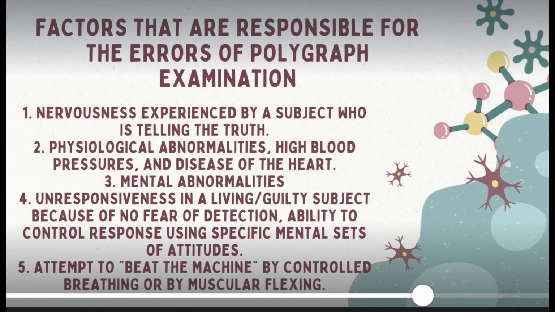The following are the factors that are responsible for the errors of polygraph examination. So first is the nervousness experienced by a subject who is telling the truth. So may mga tao talagang normal na nerbyoso, nagkakaroon ito ng error, or ito ay isang factor na nagkakaroon ng error sa polygraph examination. So next is the physiological abnormalities like high blood pressure and disease of the heart. So if yung isa ay high blood or may sakit sa puso, magkakaroon talaga ito ng epekto sa polygraph examination. So next is the mental abnormalities.